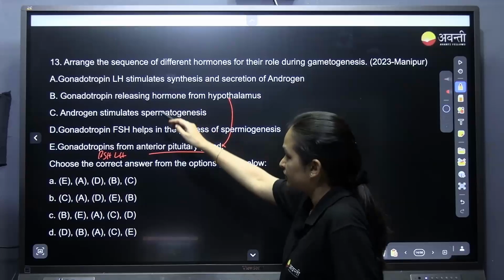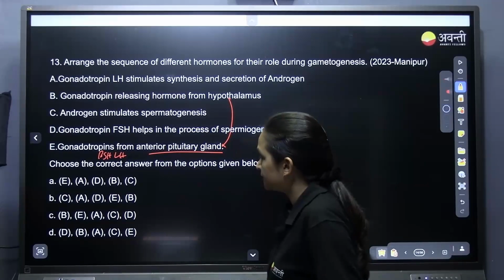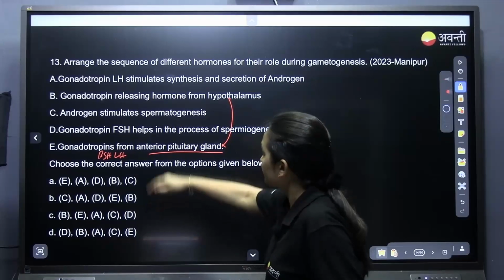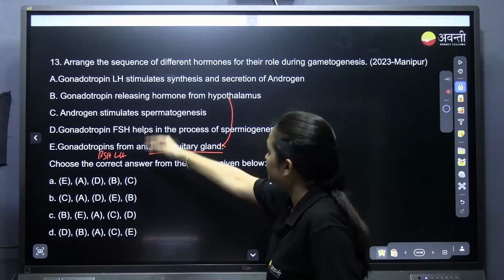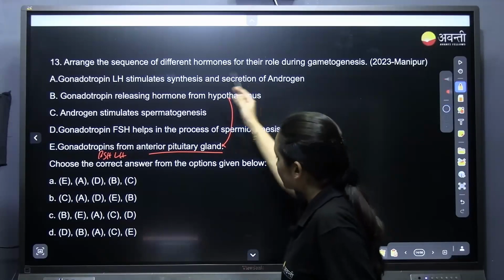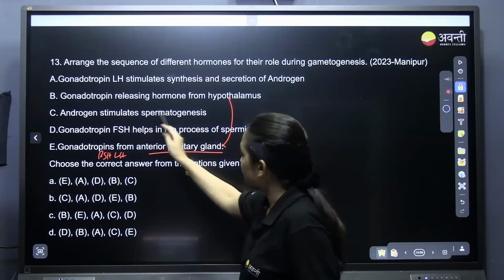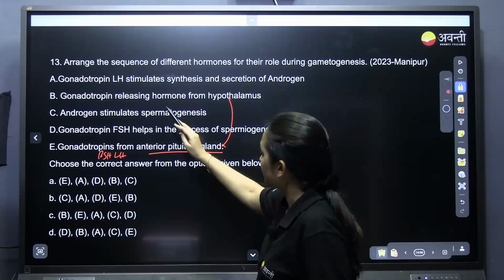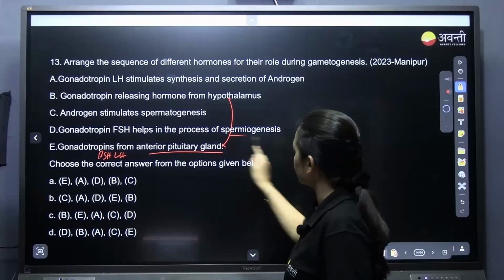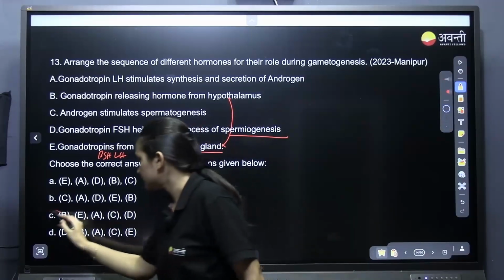Very good. We will just see, okay. Gonadotropin LH stimulates the synthesis and secretion of androgen, then androgen stimulates spermatogenesis, then gonadotropin FSH helps in the process of spermiogenesis. Correct, option C, very good.